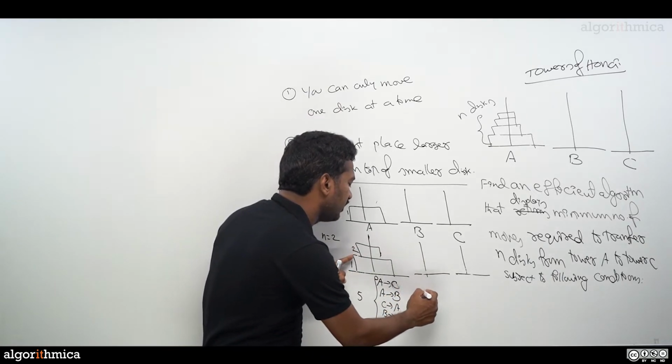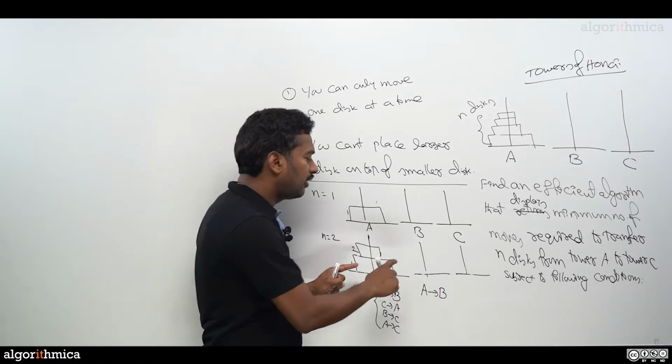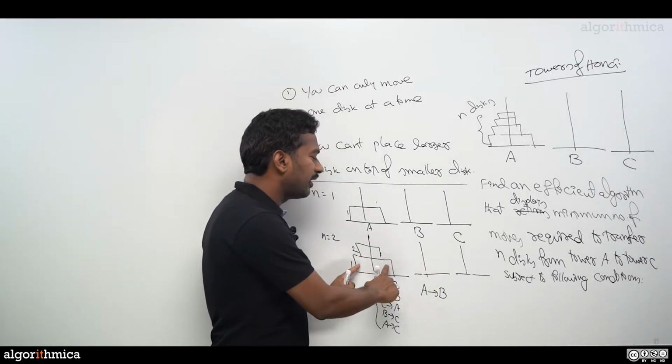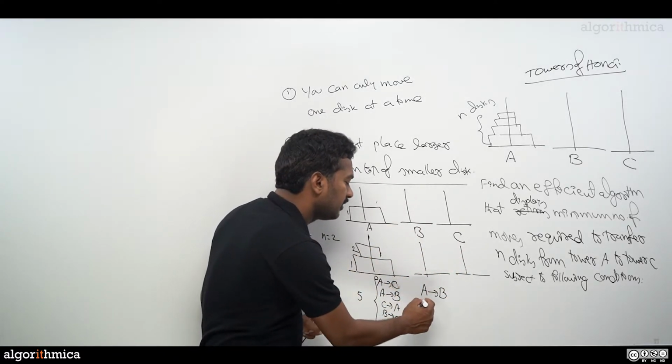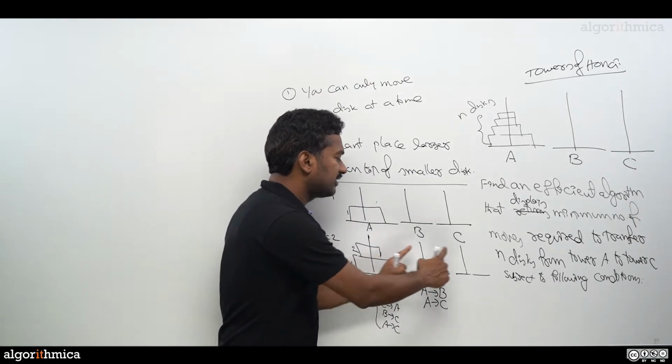So my first move is going to be, instead of A to C, let me move A to B. Now this is going to be here. My largest one is now free to move to C. The next move is A to C, so the largest one is here.